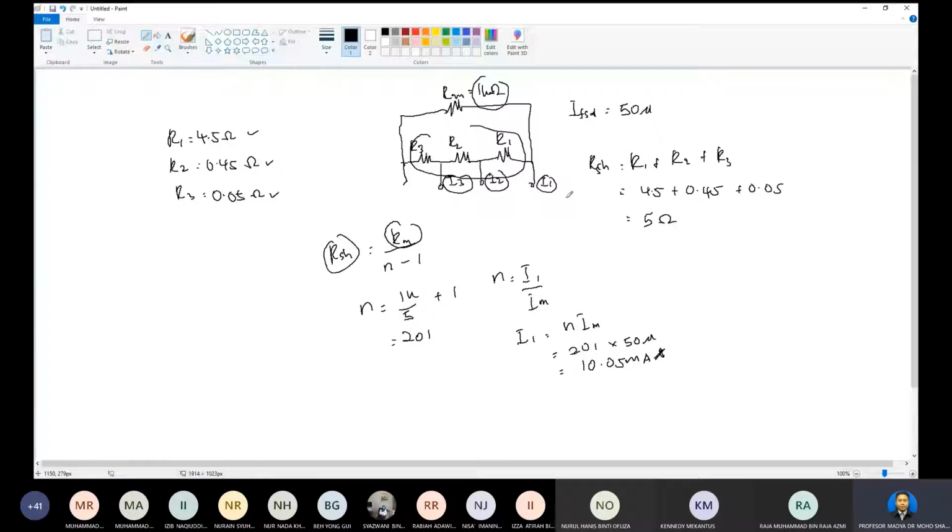Here for I1, you can use this formula or you can derive it. That means R total here, similar to before, the same formula you can use. Or you can use this formula: R shunt equals Im Rm over I shunt. You can use this formula also.